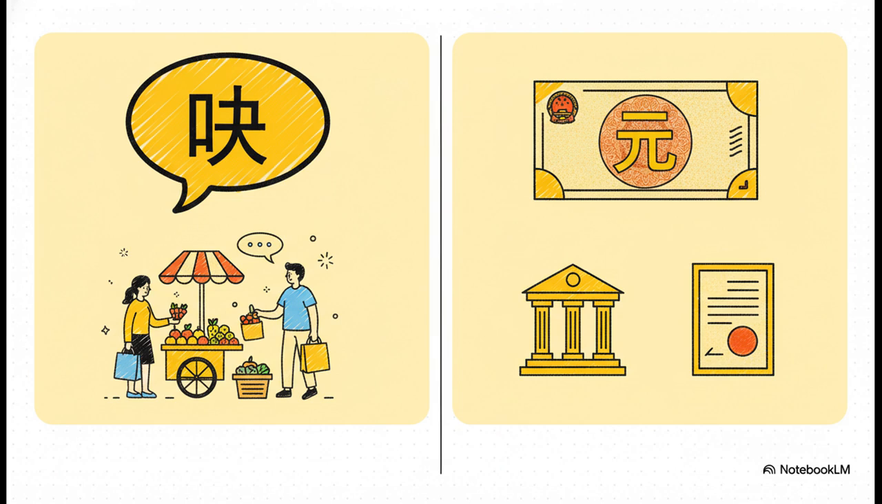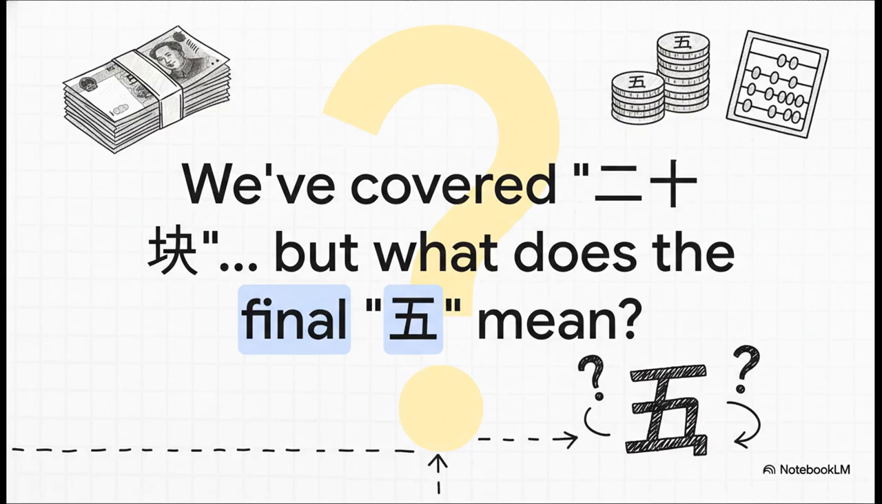Mastering this little nuance is a huge step toward real fluency. Excellent. So we've successfully decoded 20 kuai. That's 20 units of currency. But if you remember our original example, there was one more piece left, wasn't there?